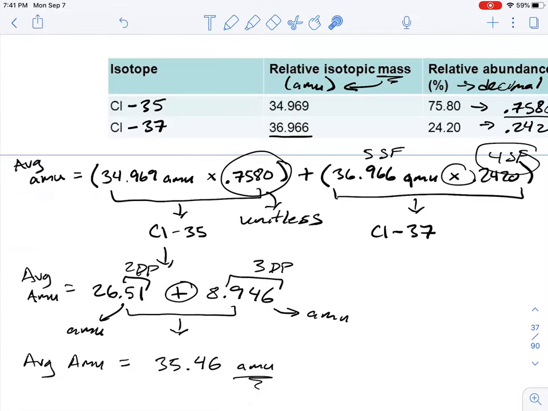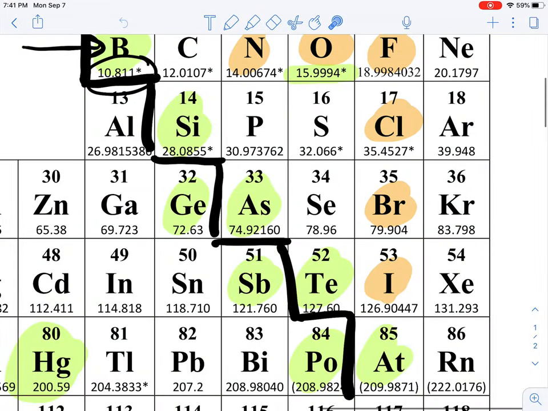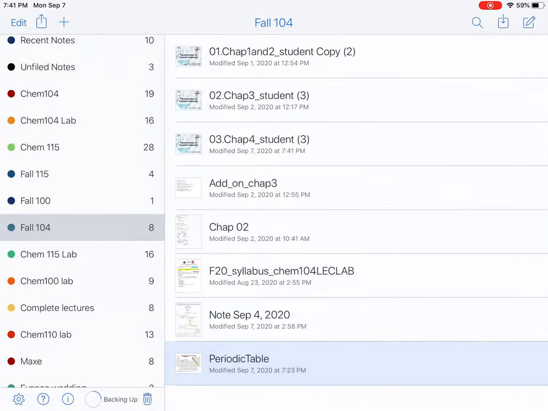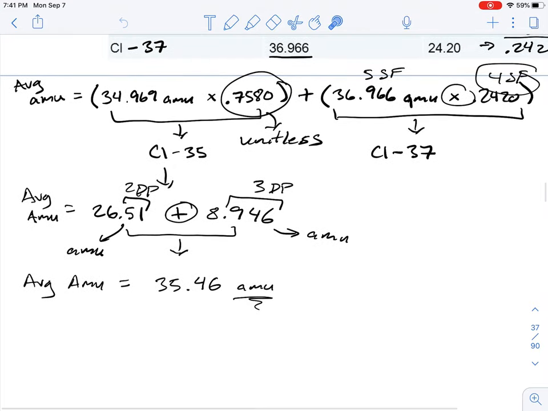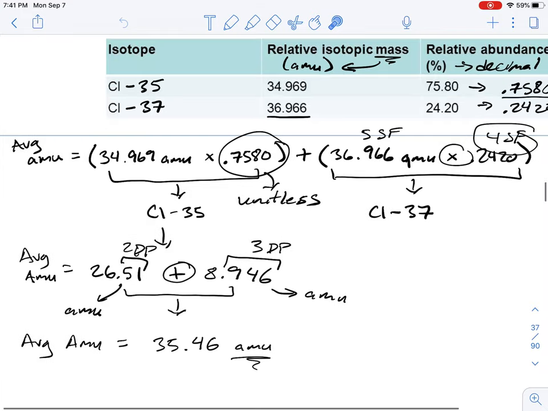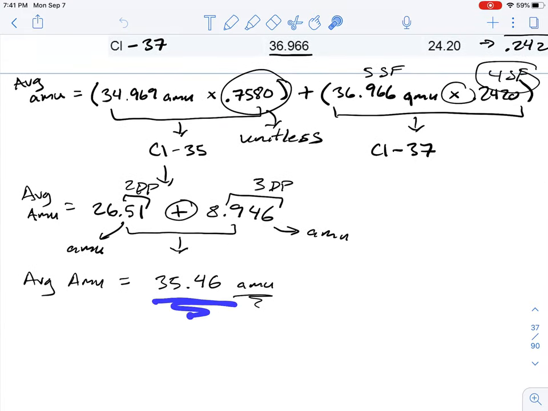And so let's check my answer to see if I'm close to the periodic table. So notice that the average atomic mass that they calculated with a better precision is 35.4527. And so here I got 35.46. Okay. And so basically, since I'm applying rules of sig figs in my calculation, I'm not getting exactly what I get in the periodic table of elements, and that's always going to be the case. But this demonstrates how the atomic mass seen in the periodic table was calculated. So that's pretty cool.